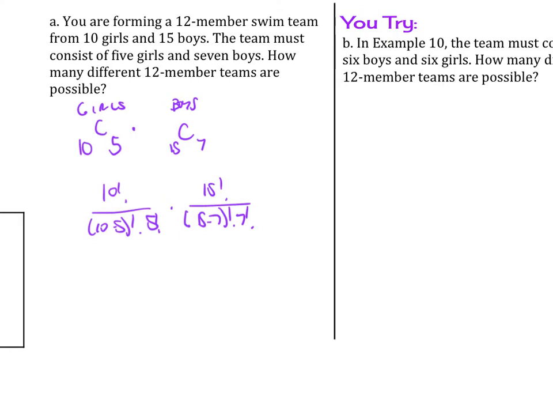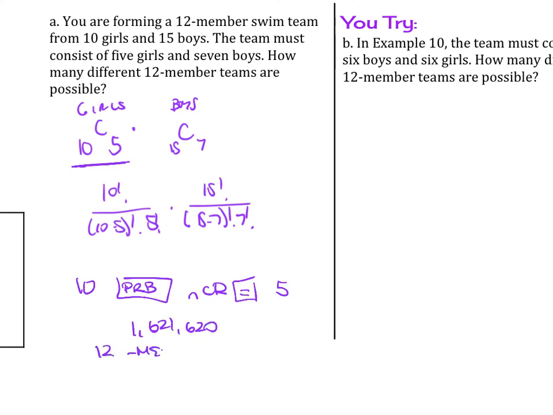On the TI-30X2S, if you're trying to do this in the calculator, you type in 10 first, then you press the button PRB, which is probability, and then you arrow over to the nCr. You'll see nCr, so arrow over to that, then press enter, and then you type in 5. Then you could press equals at that point, or you can multiply it by 15 choose 7. When you do that, you will find that it's 1,621,620 12-member swim teams possible.